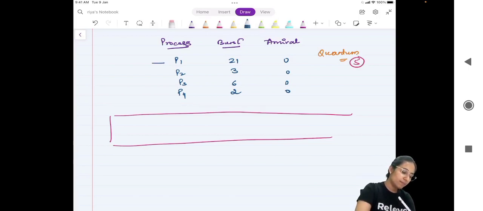5. So first the P1 process will be there. It will execute from 0 to 5. Then we go to the P2 process. Okay, it only has 3 units, so it will take not the entire quantum, but just a part of the quantum, and this is completed.